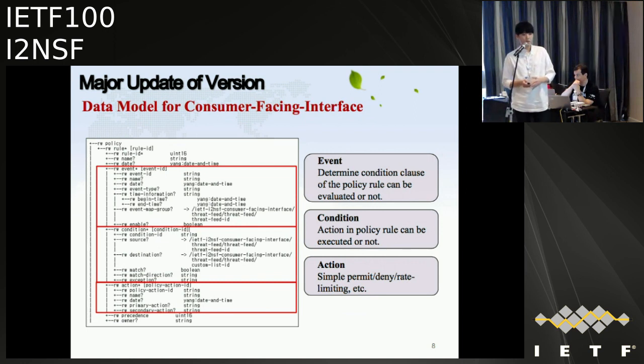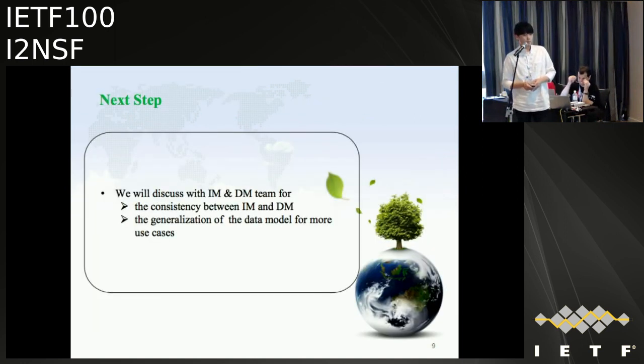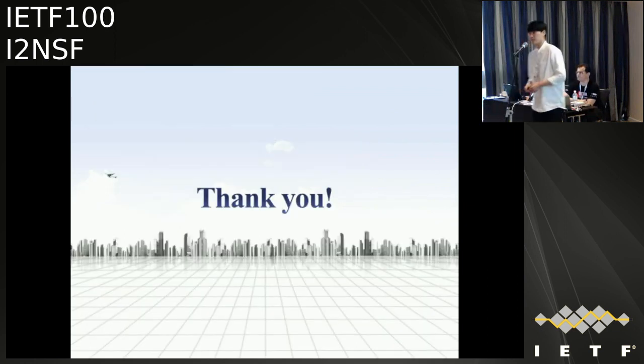And the condition is about how to decide whether the action will be executed or not. So the condition field contains the data for the decision of action enforcement. And finally, the action is an action like permit, alert, or drop, executed when the condition is matched. In the same context, we could also apply this data model to our use case in the document. So next step, we need some discussions on the consistency between the information model and data model, and the generalization of the data model for more use cases. Thank you.